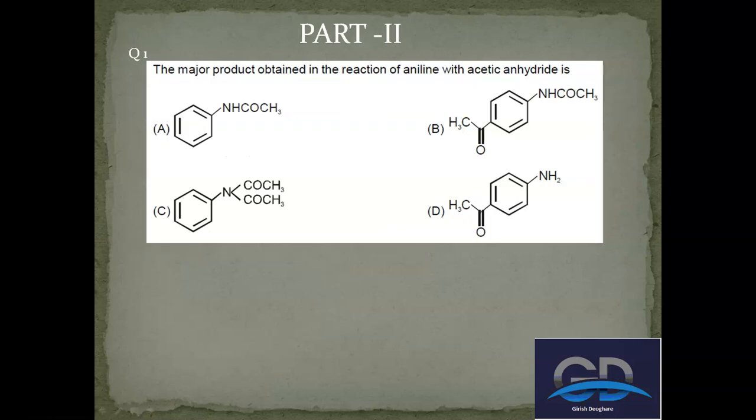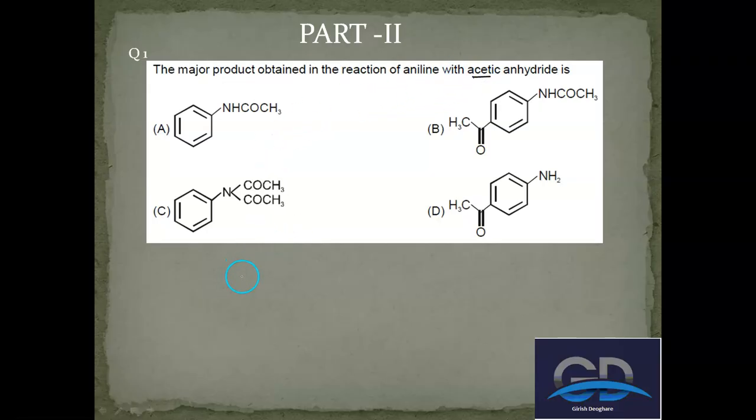Now let us see part 2 of the question paper and the questions which were asked in the KVPY SB SX stream section in the year 2013. Question number 1. The major product obtained in reaction of aniline with acetic anhydride.